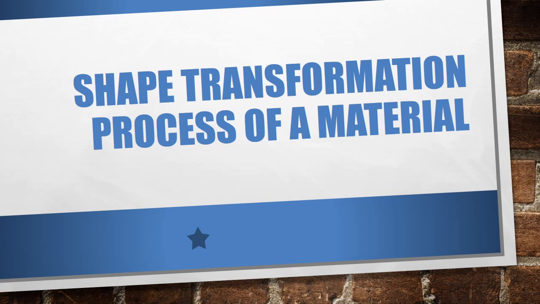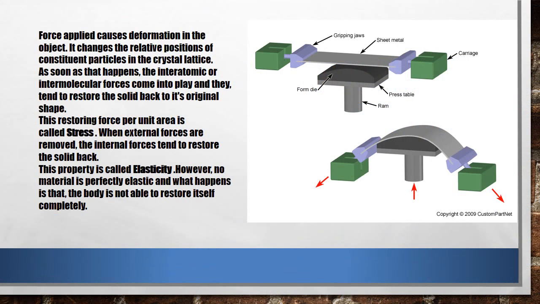Shape transformation process of a material. Force applied causes deformation in the object. It changes the relative positions of constituent particles in the crystal lattice. As soon as that happens, the interatomic or intermolecular forces come into play, and then they tend to restore the solid back to its original shape.